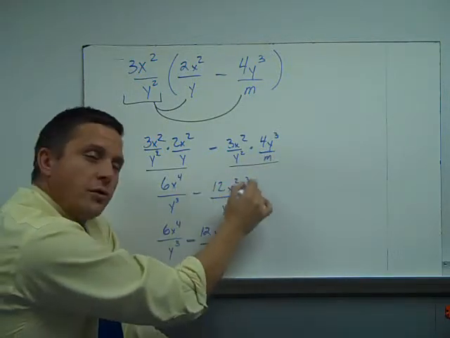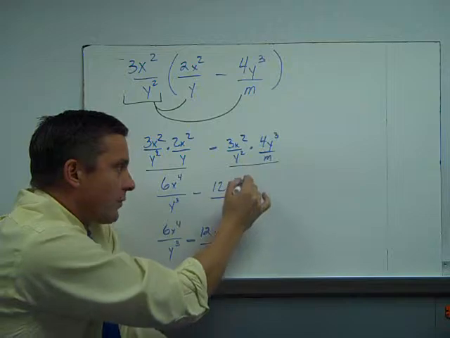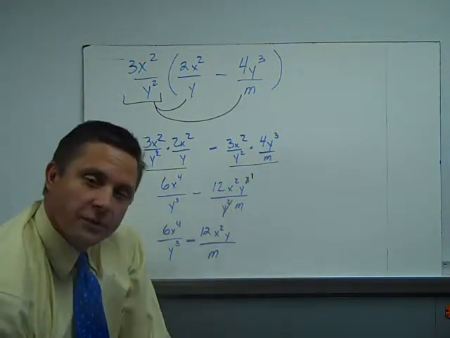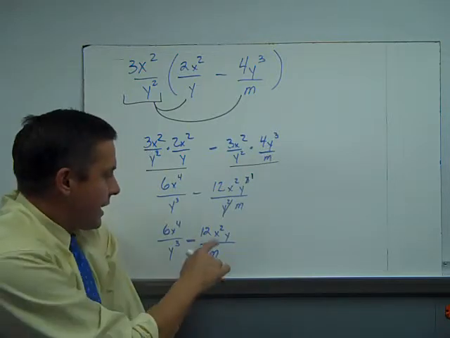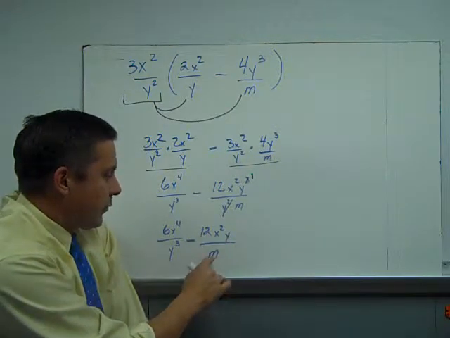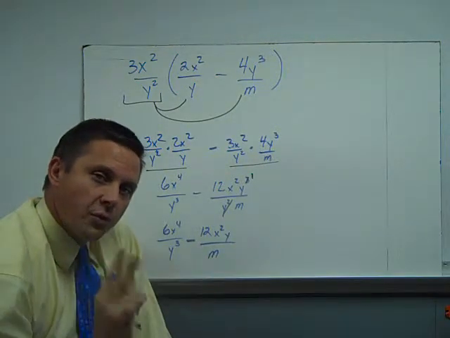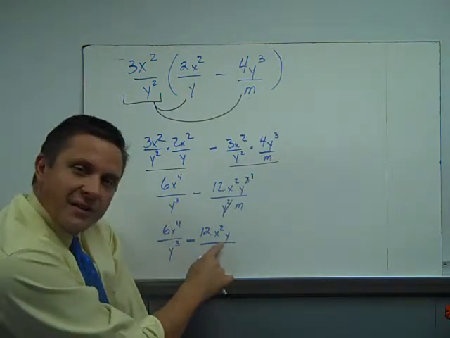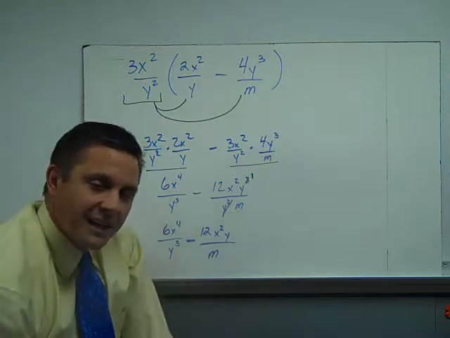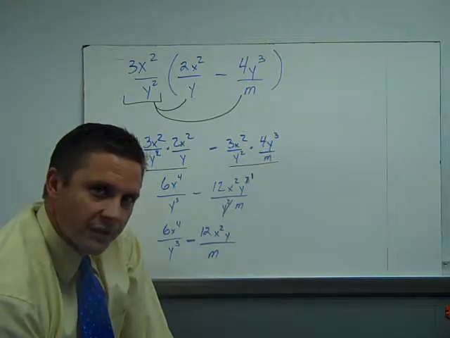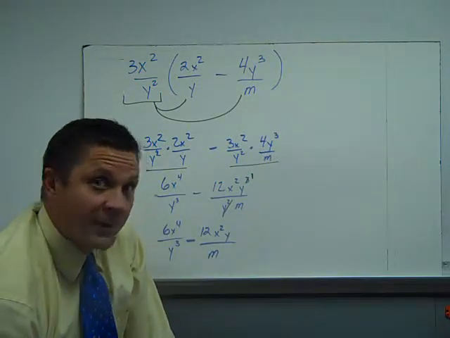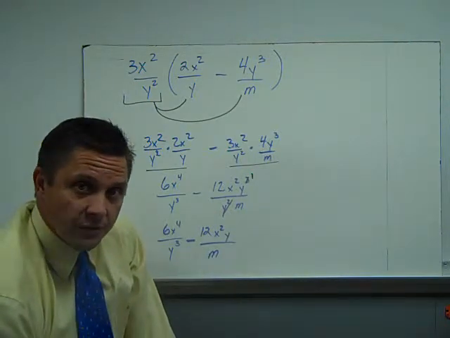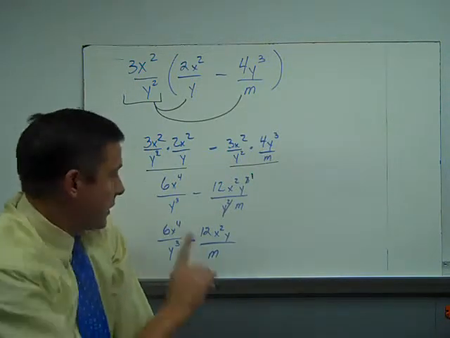And again, one group of factors, 3 y's on top, 2 y's on the bottom. I can cancel those since they're factors. And I get 12x squared y over m. Notice two things. These are not like terms. x to the fourth is not the same as x squared. Thus, I cannot take 6 minus 12 for negative 6. Cannot do it. They're not like terms. They're cats and dogs. Hearts and spades, diamonds and clubs. They're just not the same.